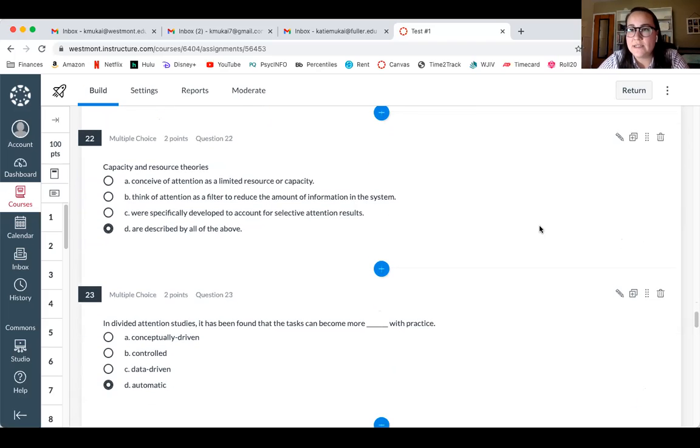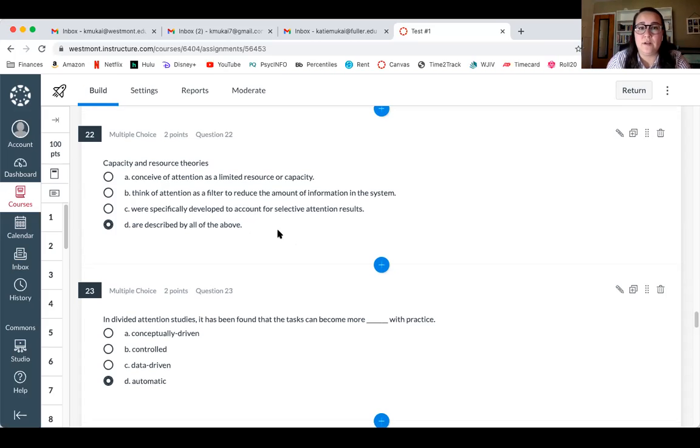So for number 22, capacity and resource theories actually involve all of these options that are listed here. So they're described by all of the above. In both of these theories, they see attention as really limited. We can only give or pay so much attention at any one time. They also see this sort of conceptual filter that's involved in our attention. And they also were developed to help account for the idea of our selective attention.